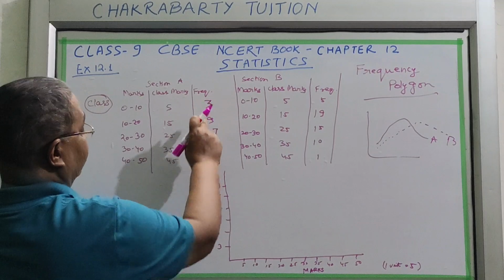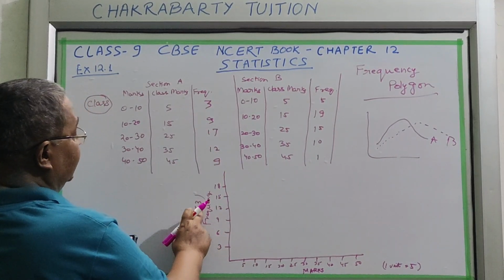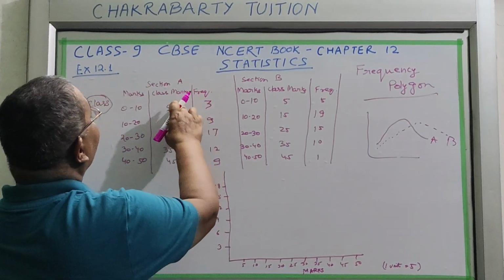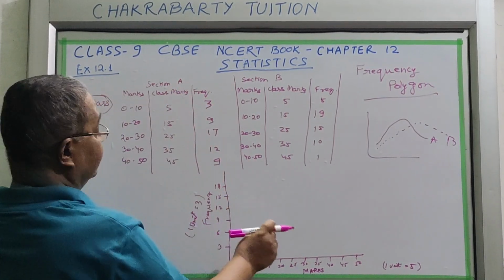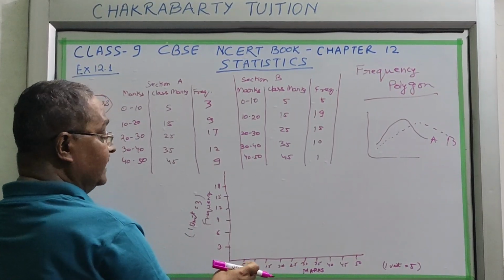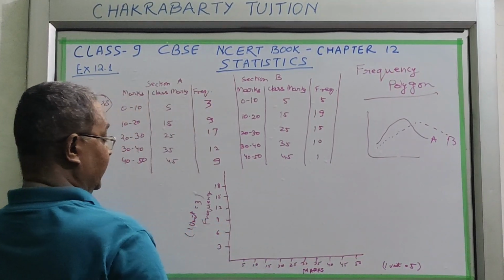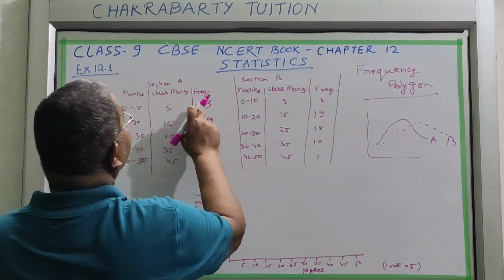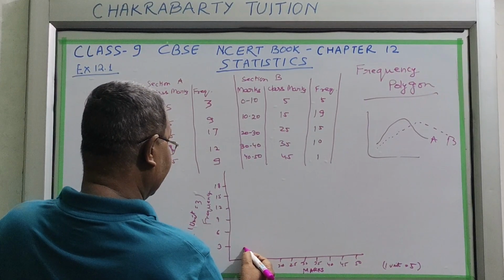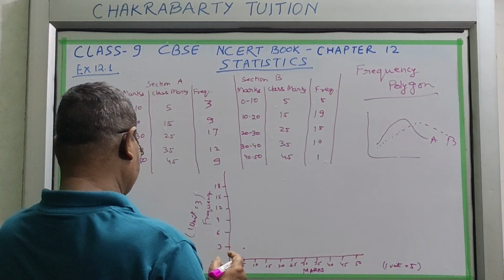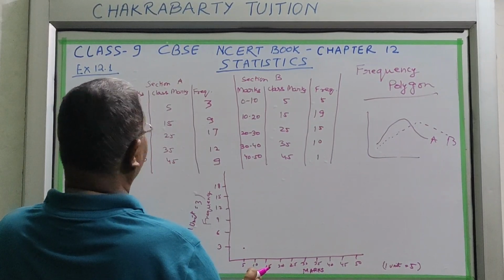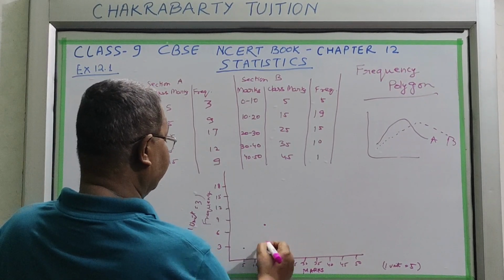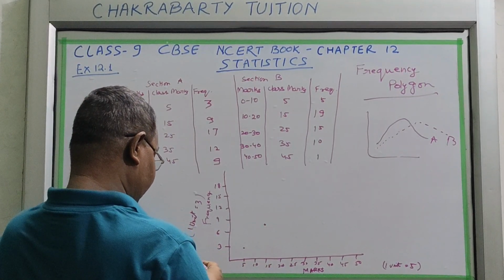So frequency we are taking this way, and 1 unit equal to 3 on the graph paper. And here we will take the class marks, and 1 unit equal to 5 we are taking. For 3, the midpoints we will touch. Then for 15 it is 9, so 9 is here. In this way we will plot it.